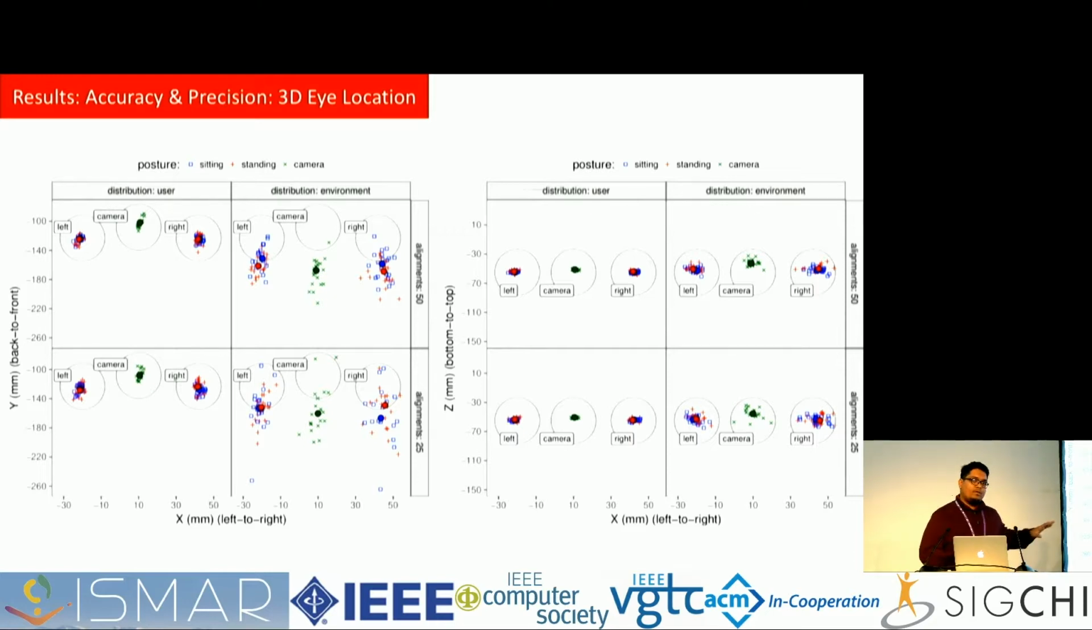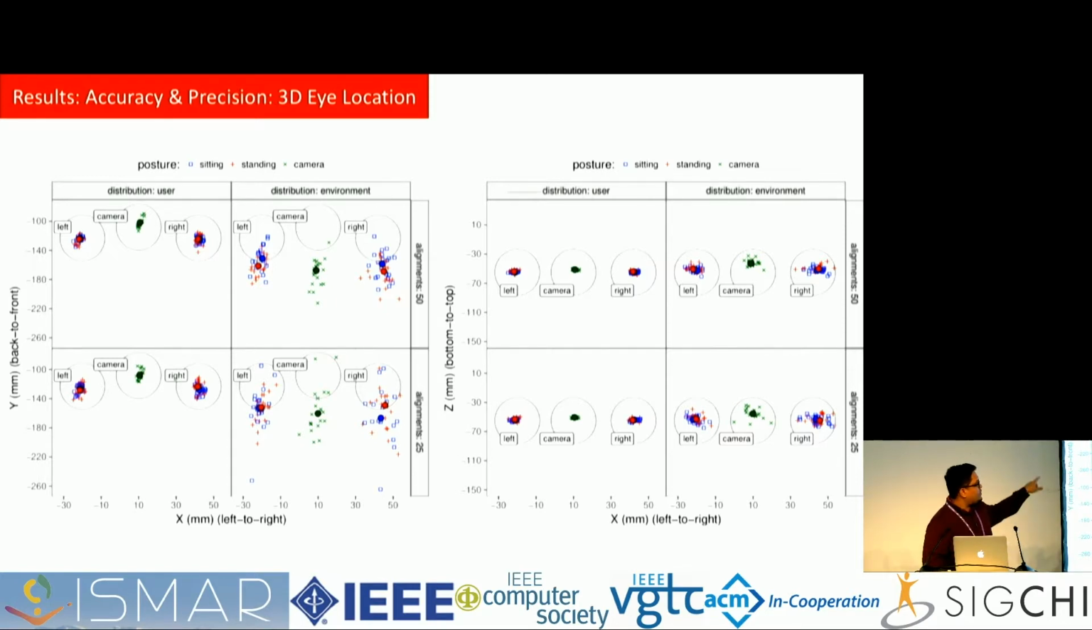So here you can see the estimated eye location of the left eye, right eye, and the camera. We have two graphs. In the left-hand graph, you can see the XY view, as if you are standing above the observer and looking at the top of their head. And the right graph is the XZ view, as if you're standing behind the observer and looking at the back of their head.